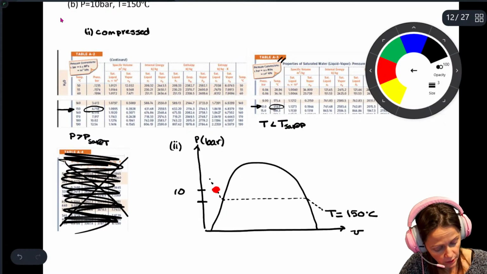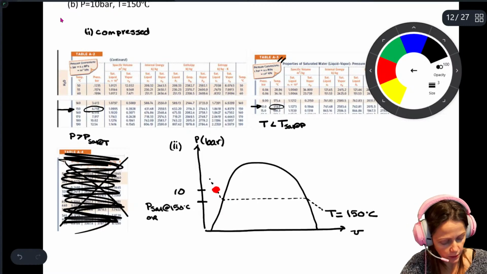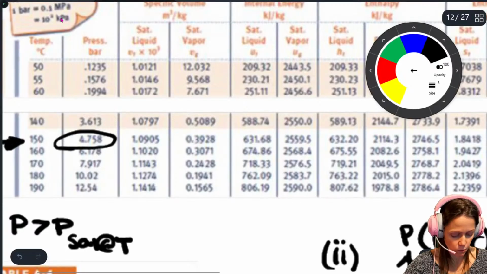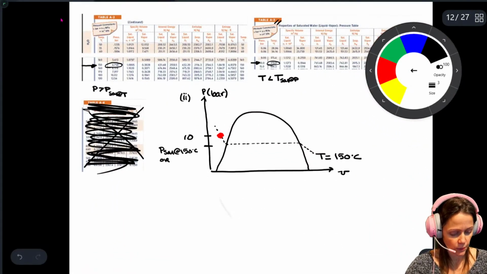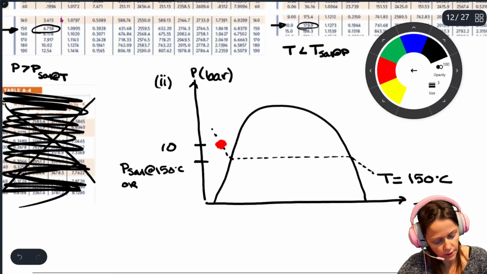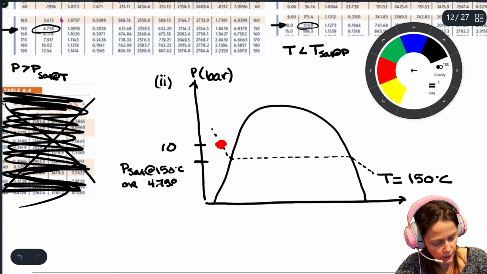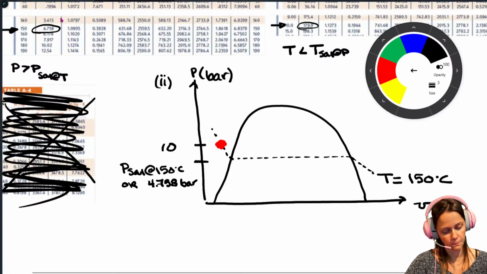Now, let's say I wanted to know what this pressure was. Well, that pressure would be the saturation pressure at 150 degrees Celsius, or based on the information in table A2, it's 4.758 bar. So I'm going to go ahead and put that here. 4.758 bar. So you can see that does make sense, right? It's below 10.